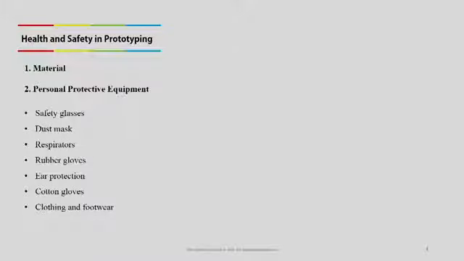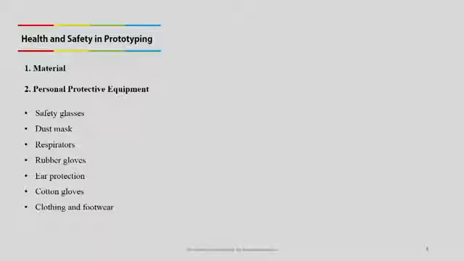Now, I will be discussing the health and safety equipments in prototyping. In this part you have to take care of two things. One is material: you have to keep in mind the disadvantages of the material. For example, polyurethane (PU). While using polyurethane, you should keep in mind it has a bad effect on the body. Similarly, while using other materials, you should keep in mind how they will affect your health.